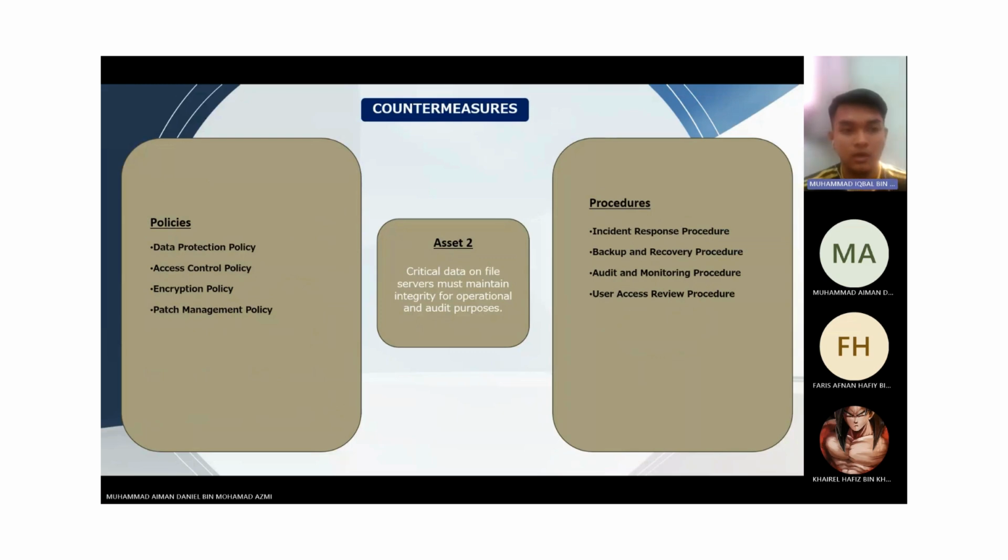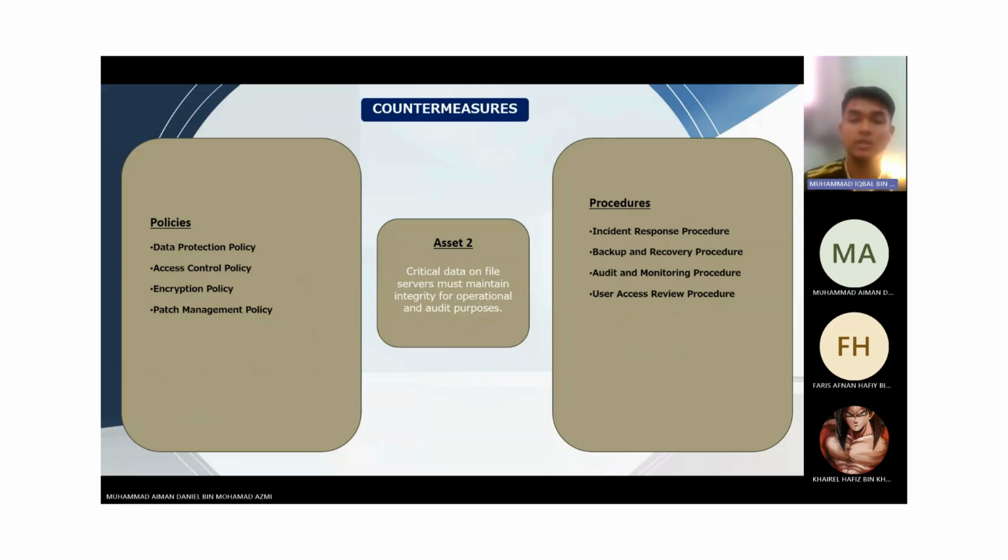And then we look at the countermeasures. First one, which is policies, data protection policies. Define and enforce policies for data classification, handling, storage, and disposal. Access control policy. Establish policies for granting, modifying, and revoking access to file servers and sensitive data. And then encryption policy. Mandate encryption for data at rest and in transit, specifying the encryption standard and key management procedures. Patch management policy, which is to develop a policy for regular system updates and patch management.